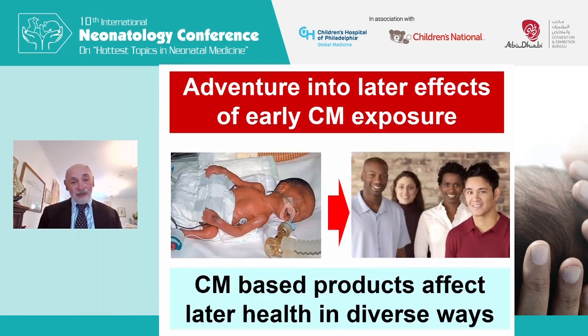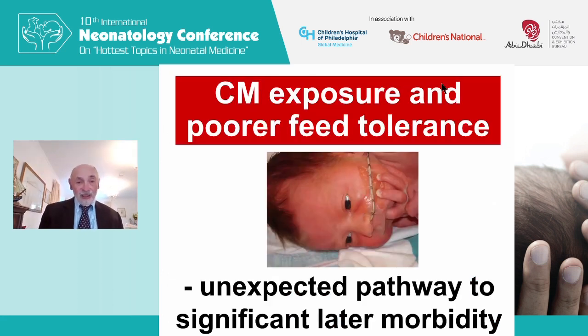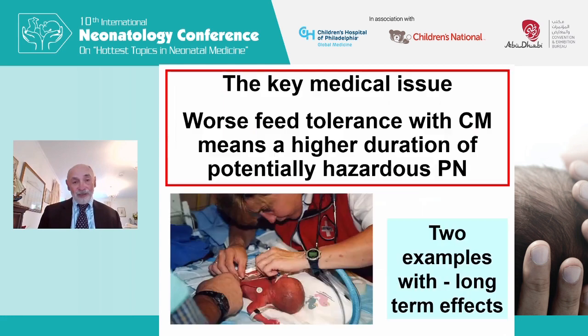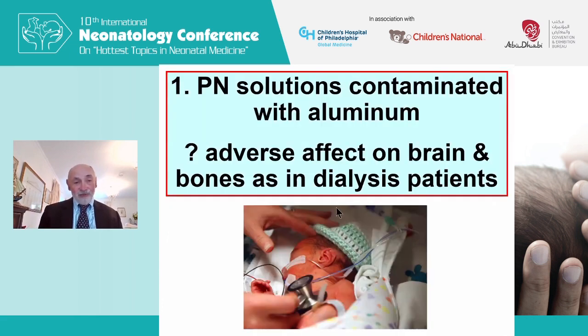Now, I want to take you on an adventure into the later effects of early cow's milk exposure, because cow's milk-based products affect later health in really quite diverse ways. One aspect I want to consider is that cow's milk exposure results in poorer feed tolerance, and that is an unexpected pathway to significant later morbidity. The key medical issue here is that worse feed tolerance with cow's milk means a potentially higher duration of hazardous parenteral nutrition. And I want to give you two examples with long-term effects. Parenteral nutrition solutions are heavily contaminated with aluminum.